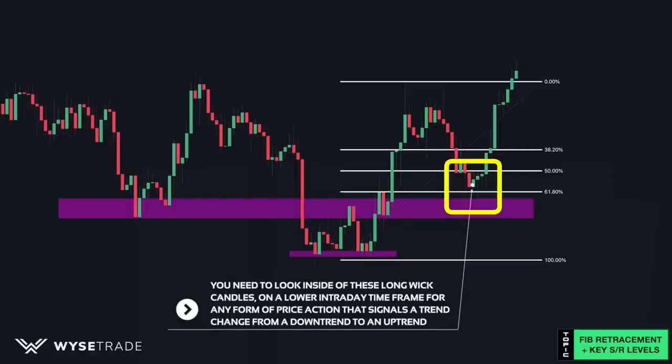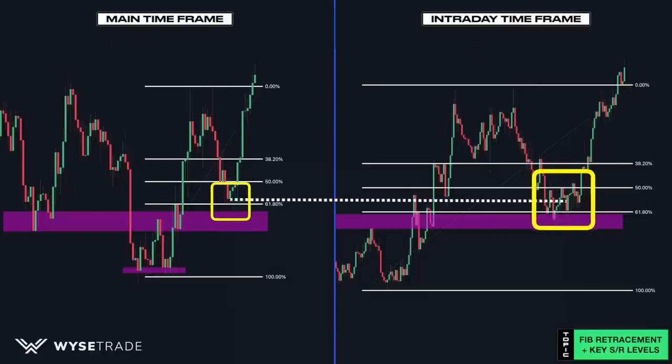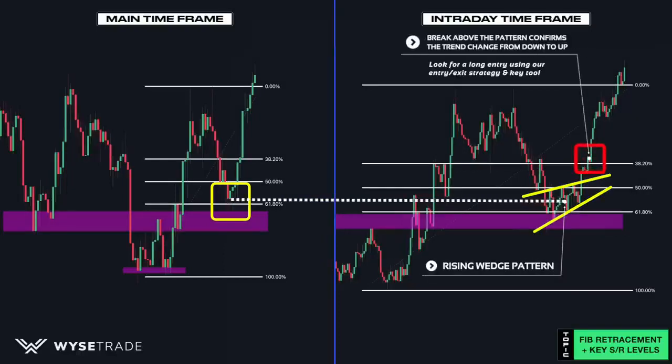Let's then pull up the intraday time frame and put it beside this one. So on the left is the main time frame we just looked at and where you found your trade setup. And on the right is the same asset, but using a lower intraday time frame. This area here, where you identified the long trade setup, is this same area here on the lower time frame. What you had was a rising wedge pattern. And once the pattern broke above with a higher high, this confirms the trend change from a downtrend to an uptrend, and is when you would start looking for a long entry point using our entry and exit strategy.